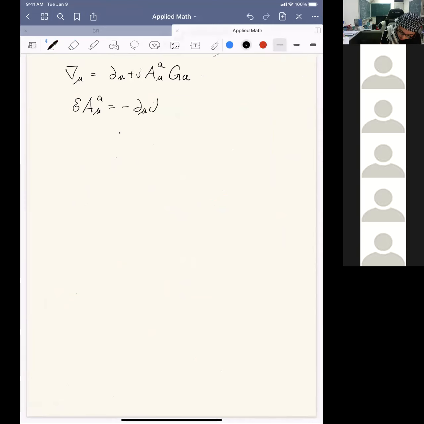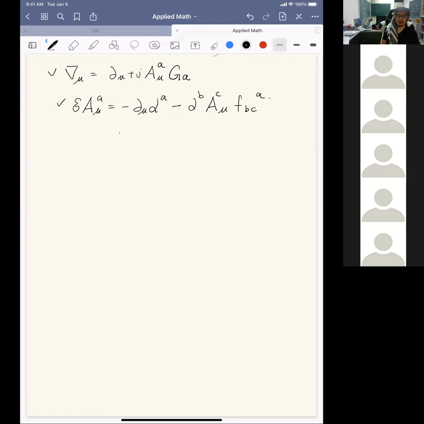minus partial mu alpha A, minus alpha A B mu F, sorry, this is supposed to be BC. Okay, good. So now we've established these two terms.